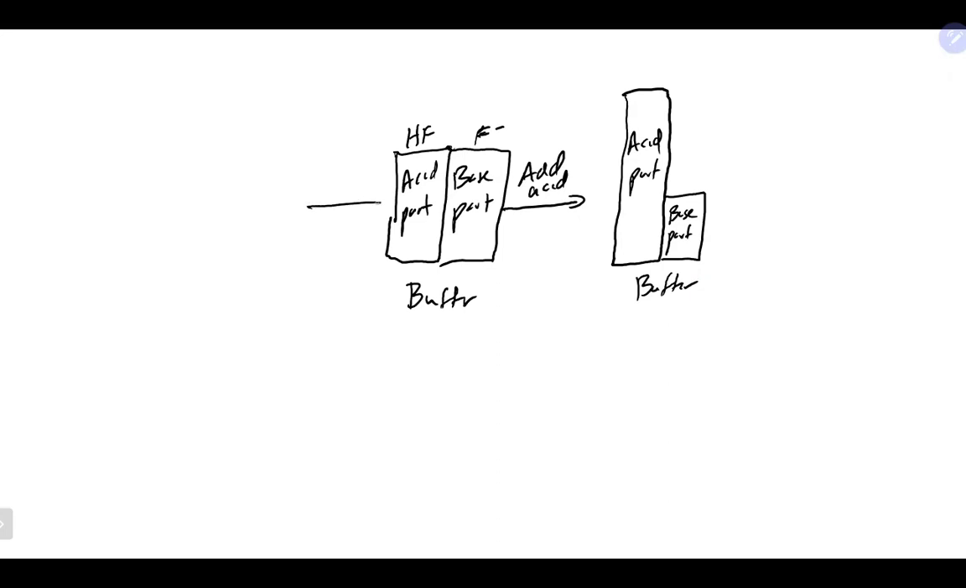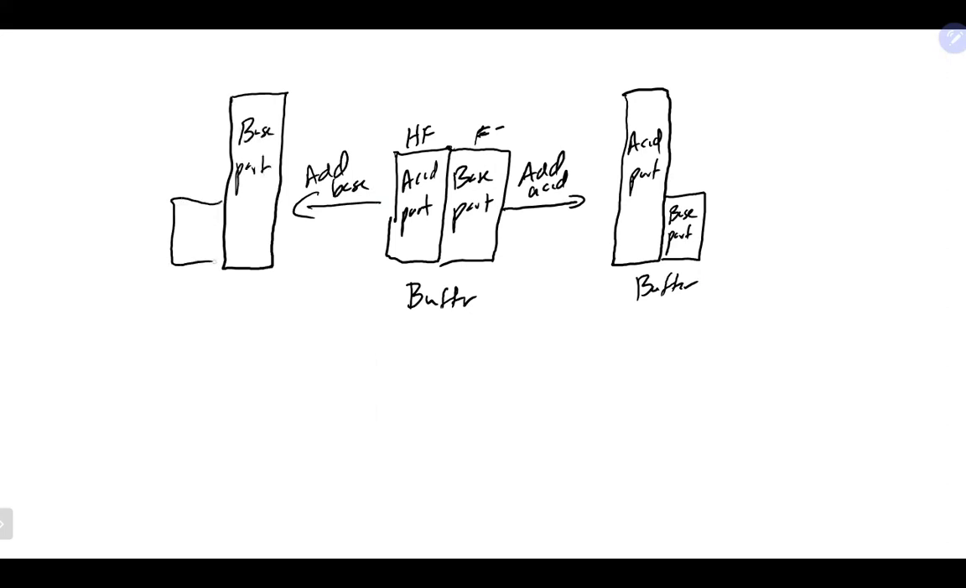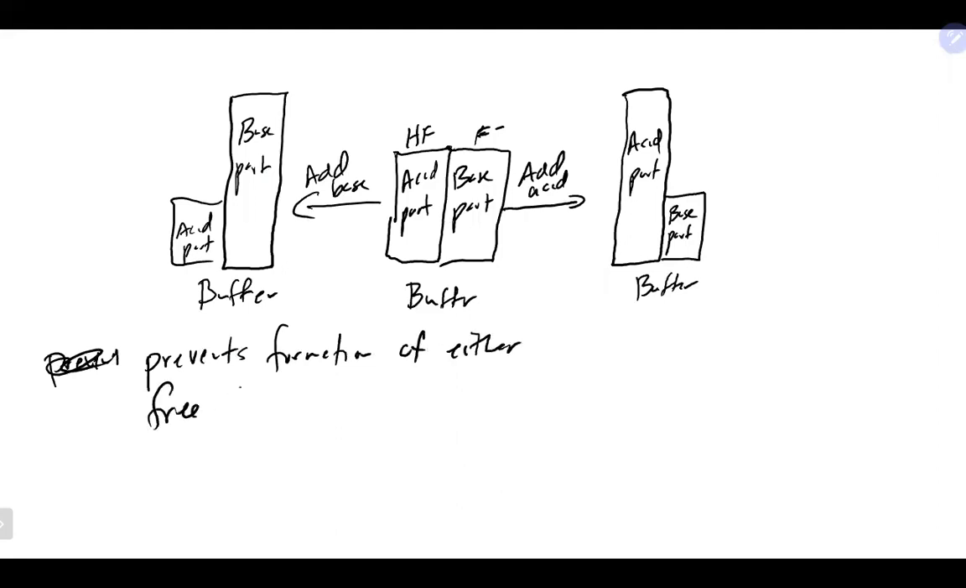When you add base to a buffer, it will react with the acid part, and in this dramatic drawing here, the base part of the buffer will increase, the acid part will decrease in this case. And again, the goal here is it prevents the formation of either free H plus or OH minus, and that is what really helps maintain its pH.